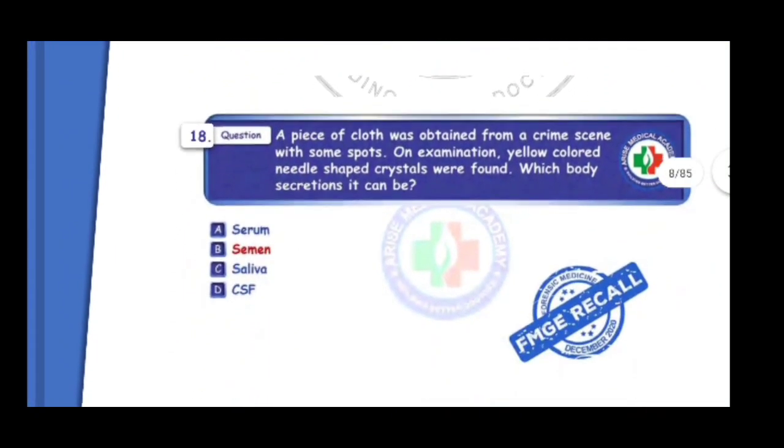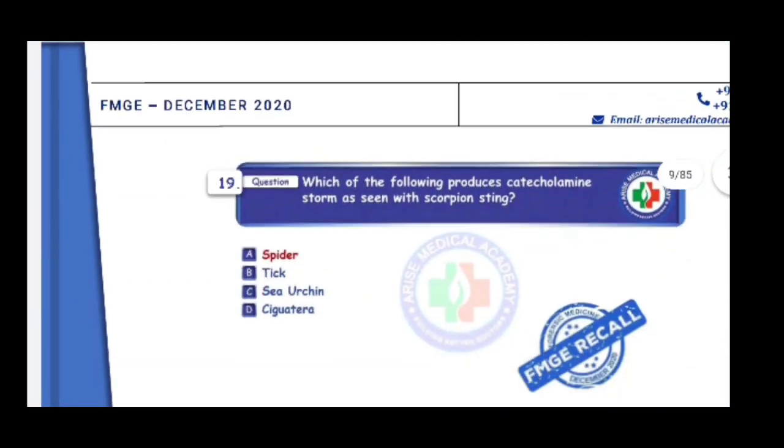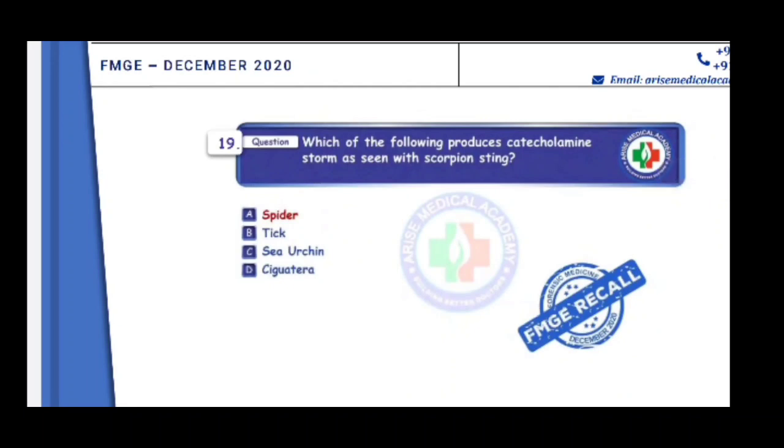Next one, a piece of cloth was obtained from a crime scene with some spots. On examination, yellow colored needle shaped crystals were found. Which body secretion can it be? Option A, serum, B, semen, C, saliva or D, CSF. Correct answer here is semen.